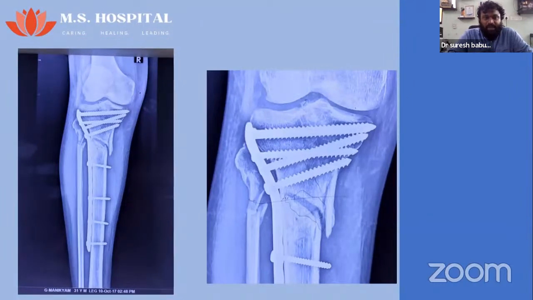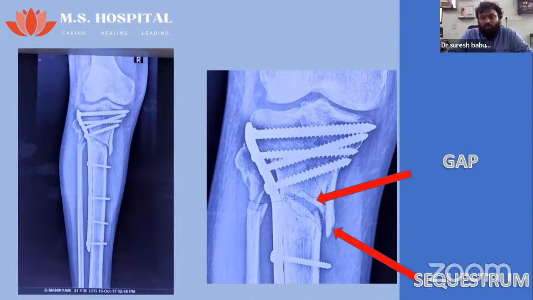So this is the earliest post-operative radiograph which was available with the patient. This was taken in the month of October. If you carefully see this X-ray, there is a gap at the fracture site, and along with that, there is a sclerosed medial cortical bone, which appears to be sequestrated. So we waited until the completion of 6 months, that is till February of 2018, for any improvement to be seen in this patient.